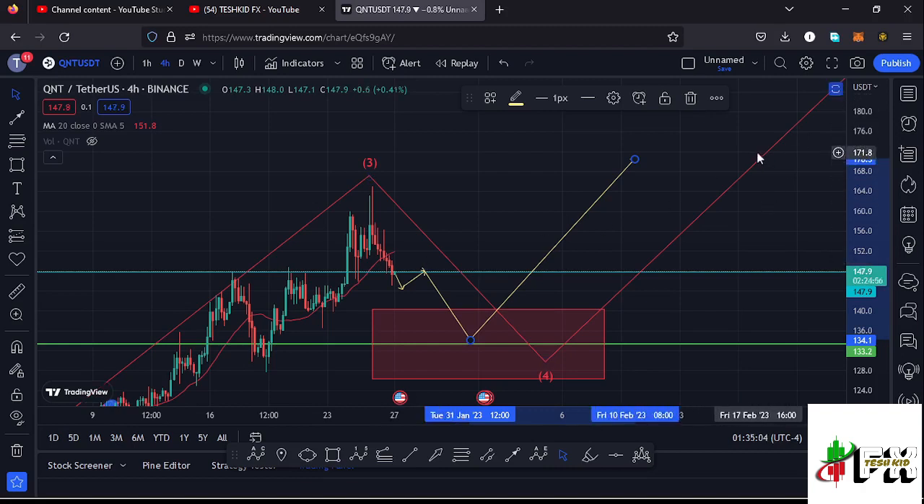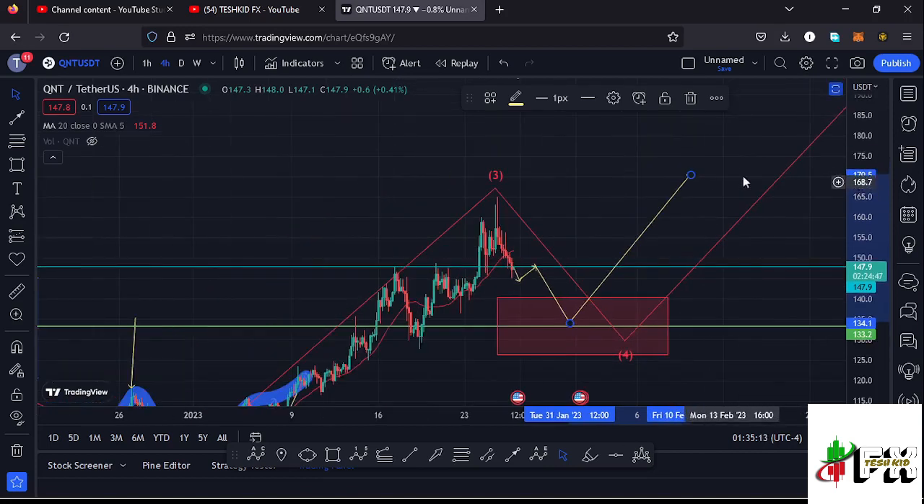So that is the minimum that I'm expecting that wave 4 to do, and once it does that, it will be another perfect entry back into Quant before we can see that huge pump to the upside in the formation of that wave 5.